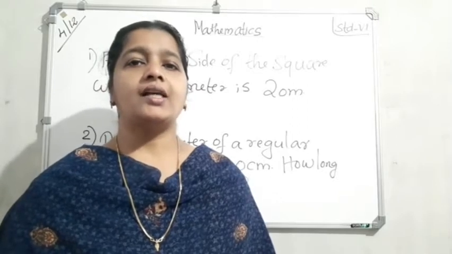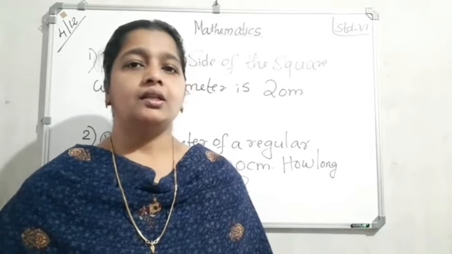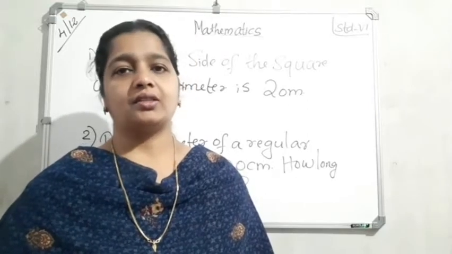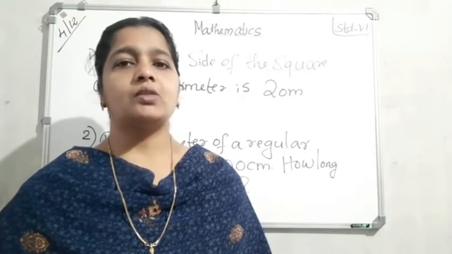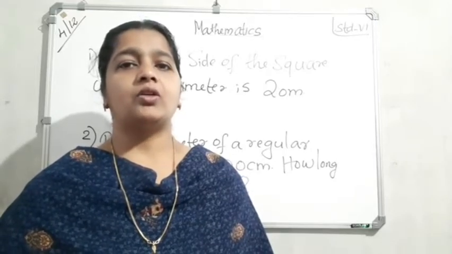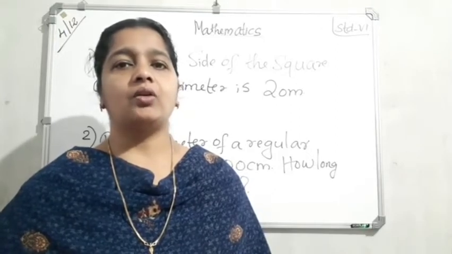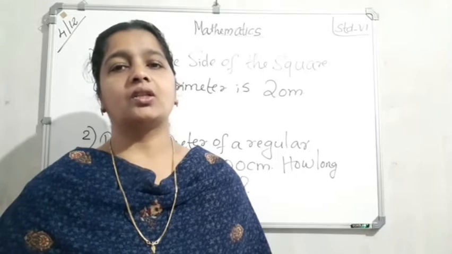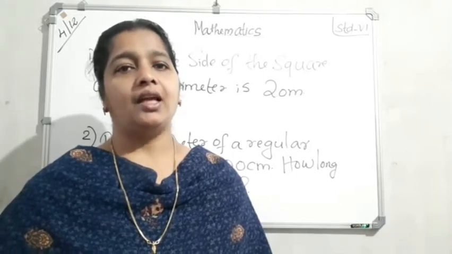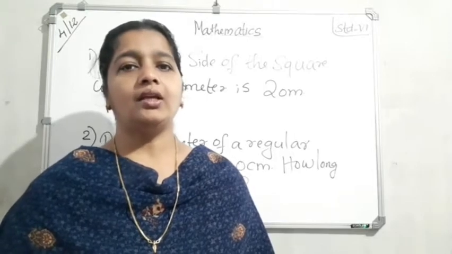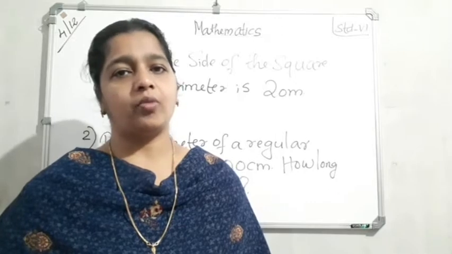Last day we studied about perimeter. Perimeter of a rectangle equals 2 into length plus breadth. Perimeter of a square equals 4 into length of one side. Perimeter of a regular hexagon is 6 into length of side. If it is a pentagon, 5 into length of one side, and so on. Today we are going to study the remaining problems.